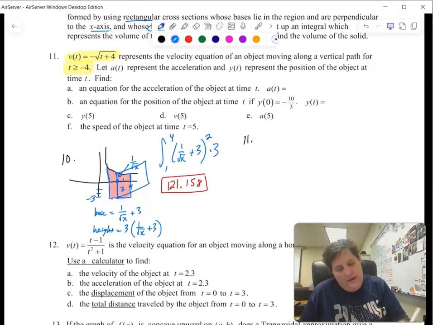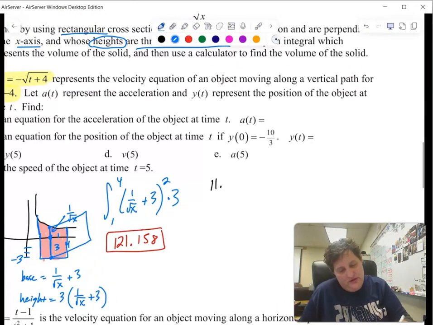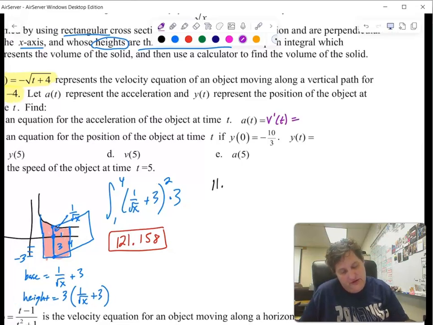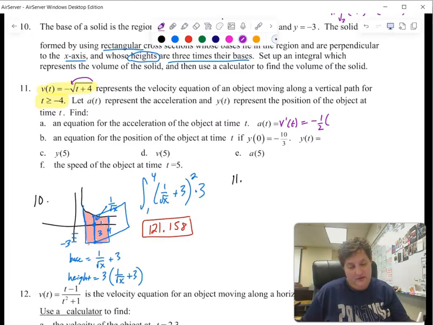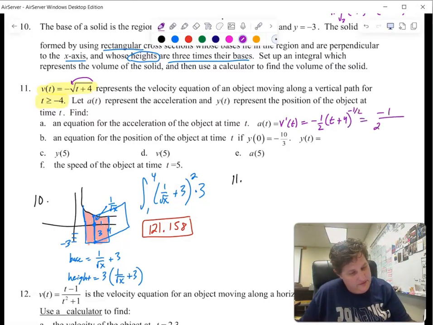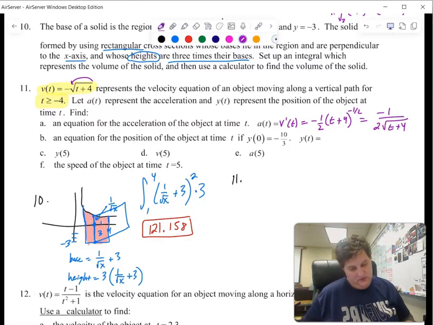Well, we know that acceleration is just the derivative of velocity. It's always nice to show what we're doing here. So if I take the derivative of this, it's -1/2. I bring the exponent down in front, it's a 1/2, (t plus 4). The negative was already there, so I brought the 1/2 down, and it's to the -1/2. You might rather write it like this and put that back down on the bottom. That's a decent way to do it. That's an equation for acceleration.